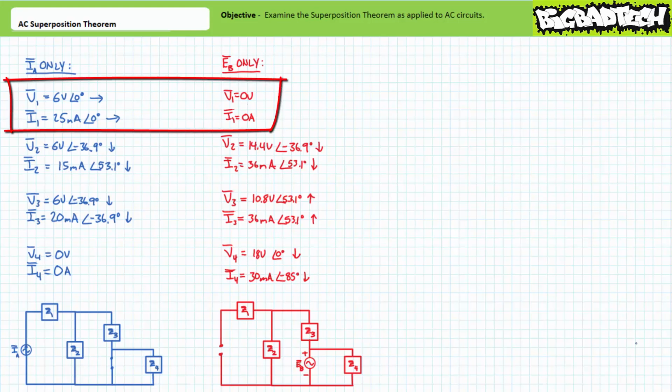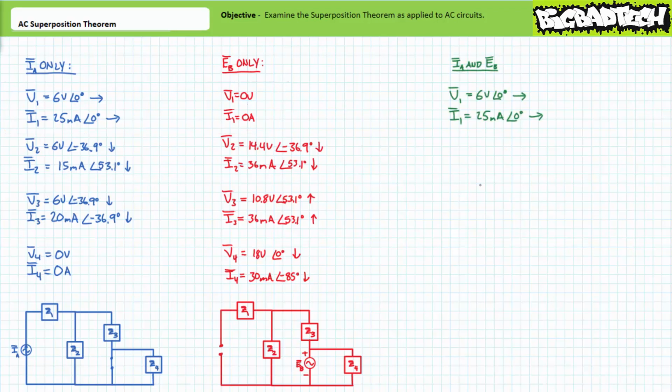Given current source IA induces 25 milliamperes at an angle of 0 degrees through impedance element Z1 left to right, and voltage source EB induces no current through impedance element Z1, it can be said when these effects are superimposed upon one another, impedance element Z1 ultimately experiences 25 milliamperes of current at an angle of 0 degrees traveling left to right. Following similar methodology, the voltage drop across impedance element Z1 is 6 volts at an angle of 0 degrees.